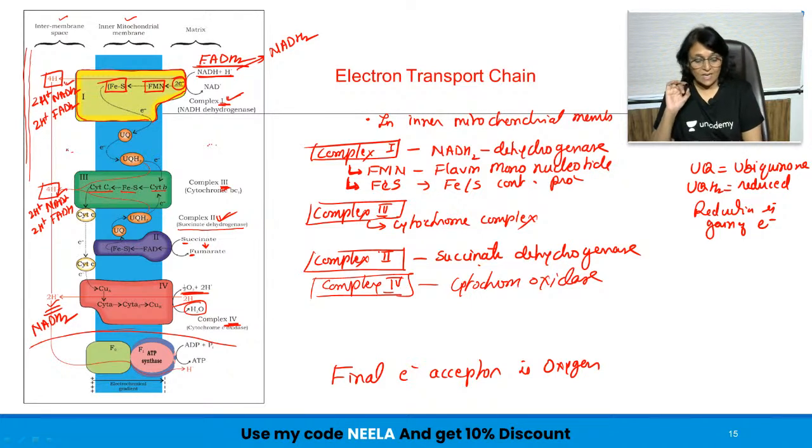Is this electron transport chain clear? Whenever we write Cy, it is cytochrome. When we write Fes, it is iron-sulfur containing protein. FMN is flavin mononucleotide. Okay?